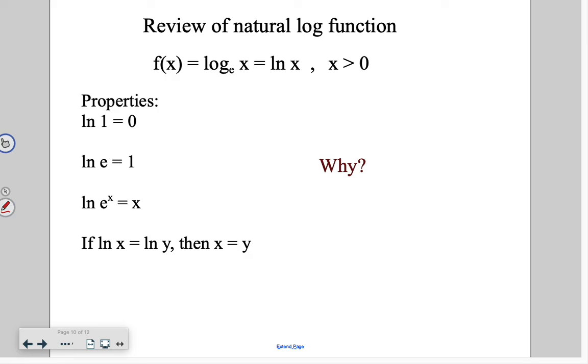Natural log of 1 equals 0. Why? Because remember, the base is e. e to the 0 power gives you 1. Natural log of e is 1. Why? Because when the base is e, e to the first power gives you e. The point I'm trying to make is these are the exact same properties as what you had yesterday with regular logs. Natural logs and regular logs have the exact same properties. They work the same way. It's just a different base.